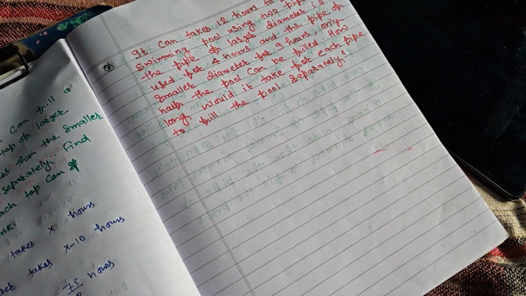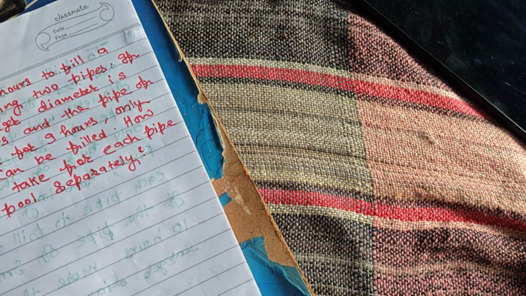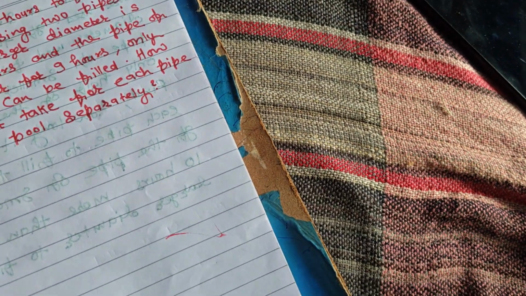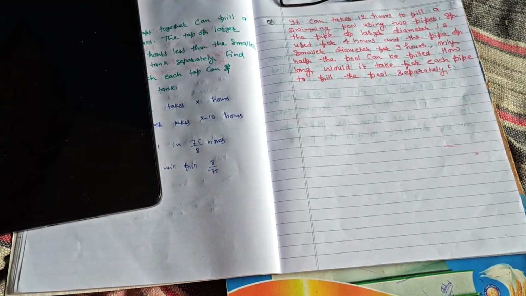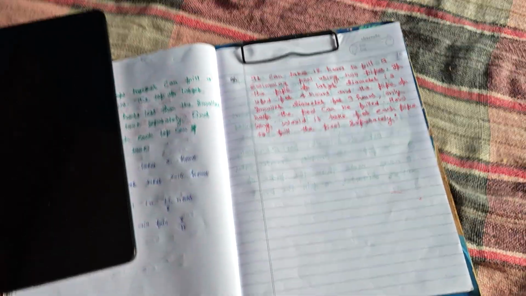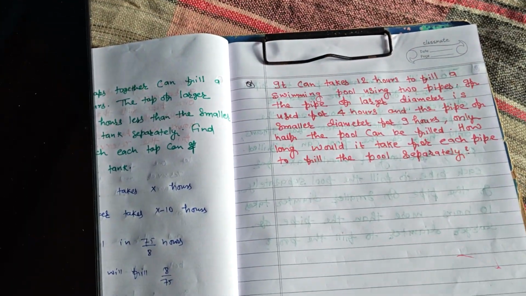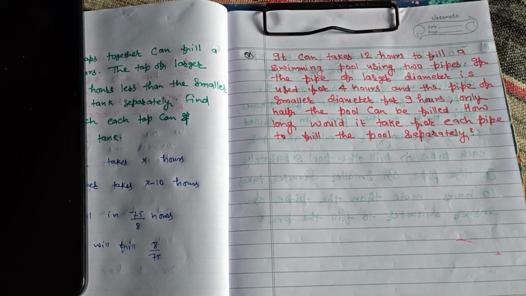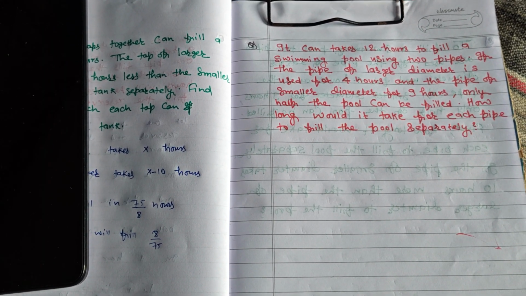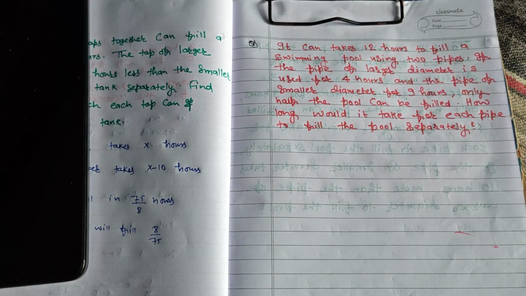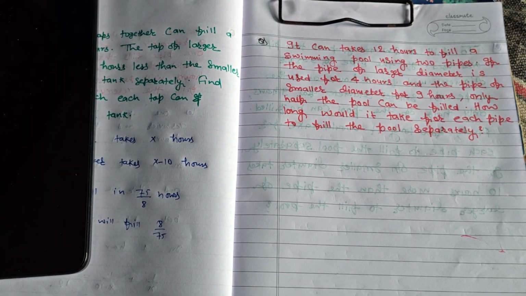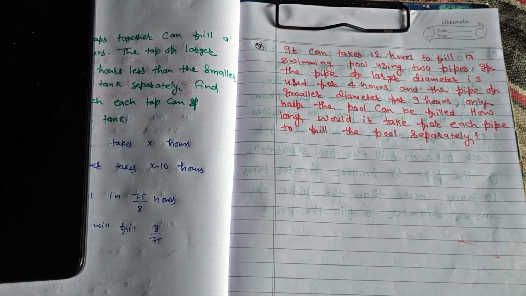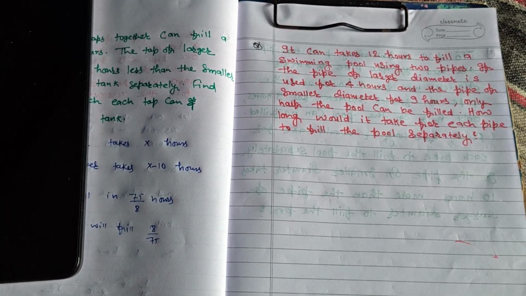Now in another question, it can take 12 hours to fill a swimming pool using two pipes. If the pipe of larger diameter is used for 4 hours and the pipe of smaller diameter for 9 hours, only half the pool can be filled. How long would it take for each pipe to fill the pool separately?